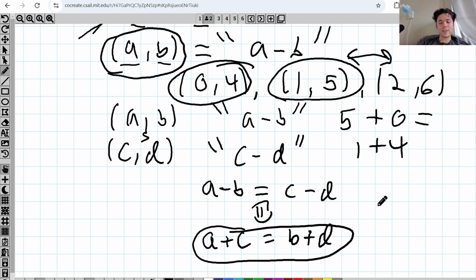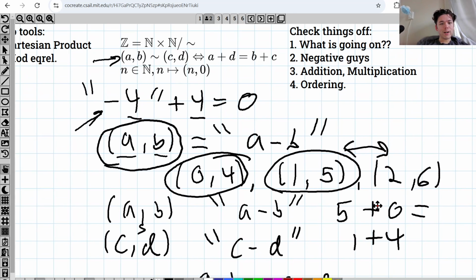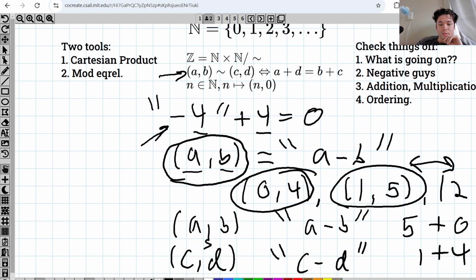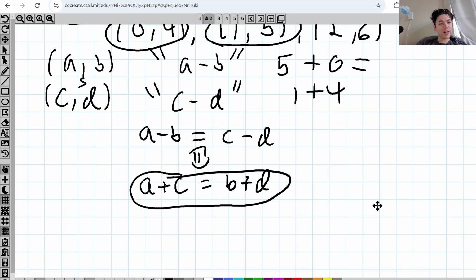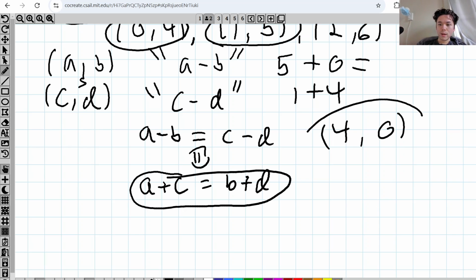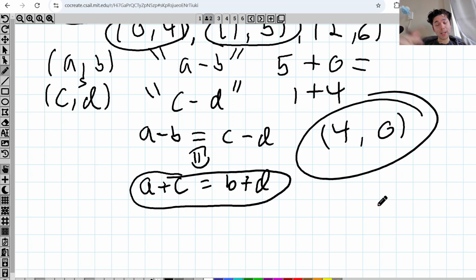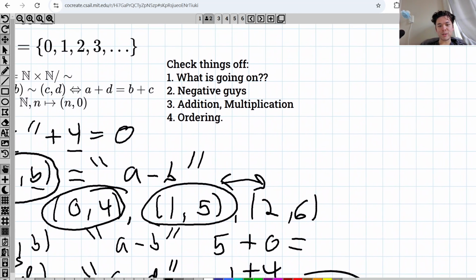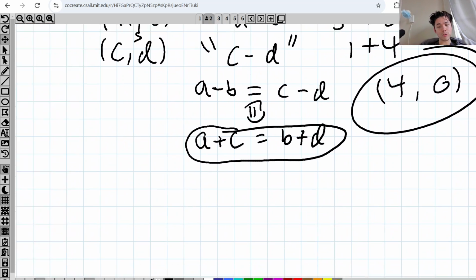And this allows us, starting just from our natural numbers, which only have 0, 1, 2, 3, to construct these negative numbers in a meaningful way. And so we have all of our negative numbers there. We also have our positive numbers. The version of positive 4 is 4, 0. Now we want to do some other stuff. We want to be able to add, and we want to be able to multiply. Well, adding is actually very easy. Let's go through addition, multiplication, and ordering.